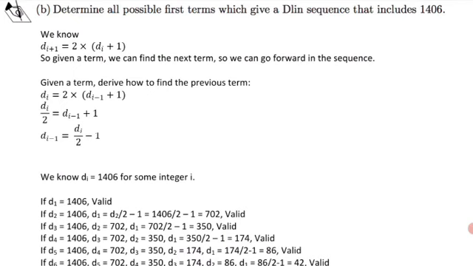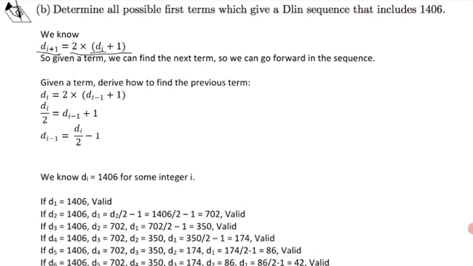Part B reads, determine all possible first terms which give a d-lin sequence that includes 1406. So let's start with what we know. The question tells us that for any given term in this sequence, we can find the next term by adding 1 to the current term and then multiplying by 2. In other words, for any given term di, we can find di plus 1, the next term, by calculating 2 times quantity di plus 1. This means that we can go forward in the sequence. We can always find the next terms.